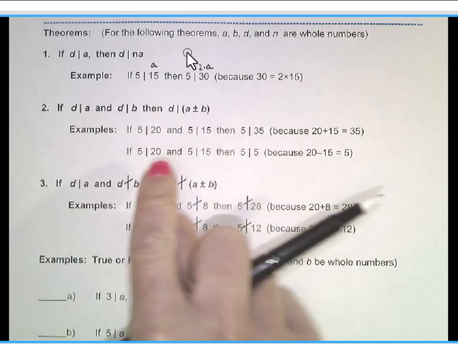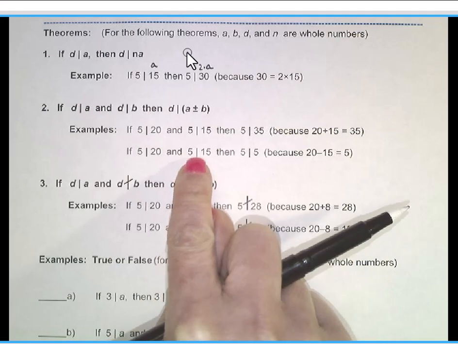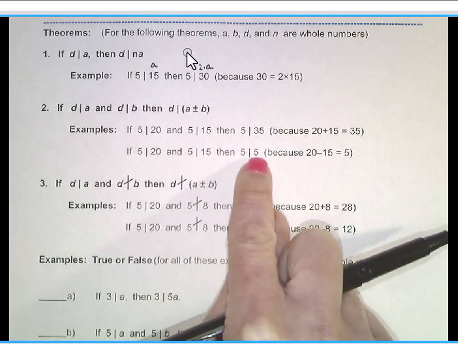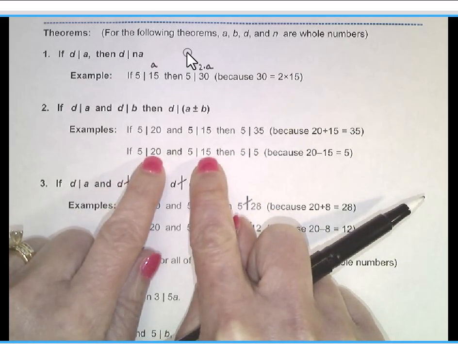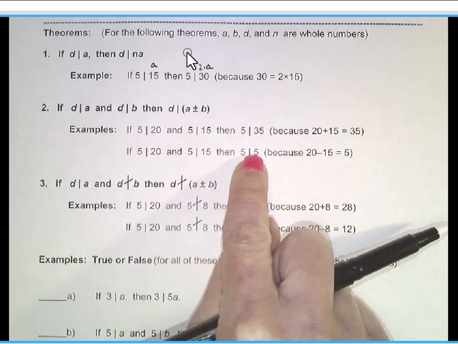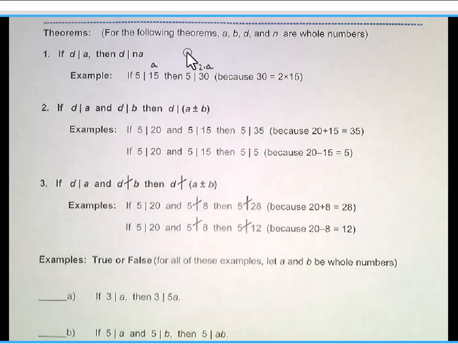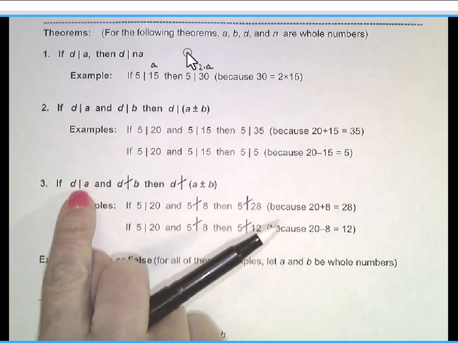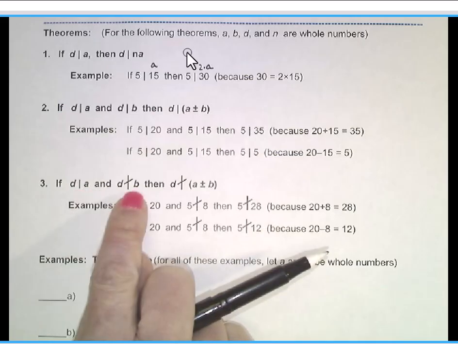Let's try the difference. We know 5 divides 20. We know 5 divides 15. So stemming from that, 5 will also divide their difference. 20 minus 15 is 5. And 5 does divide evenly into 5. It divides in there one time. So that's theorem 2.